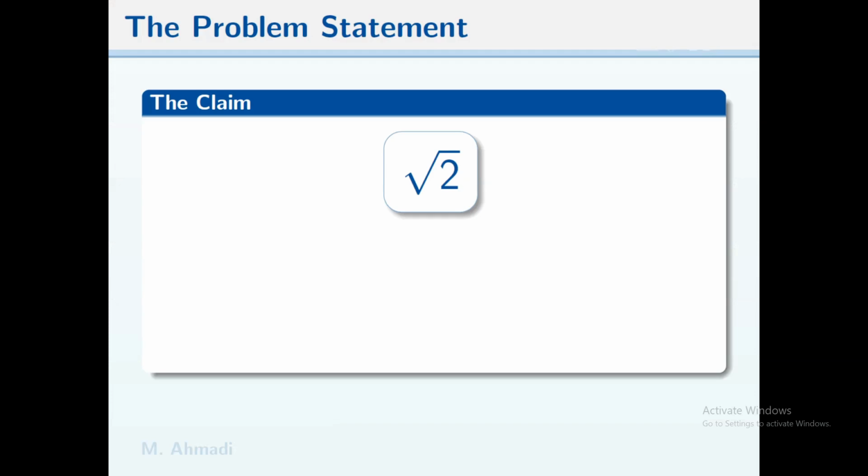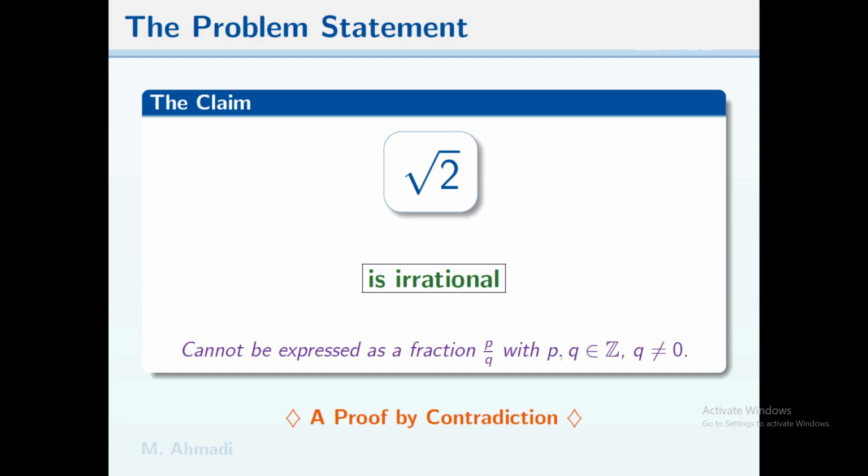The problem statement asks us to prove a fundamental claim. The square root of 2 is irrational. This means it cannot be expressed as a fraction p divided by q, where p and q are integers and q is not zero. In other words, the square root of 2 cannot be written in the form of a simple fraction. This is one of the most important results in number theory and was a revolutionary discovery in ancient mathematics.